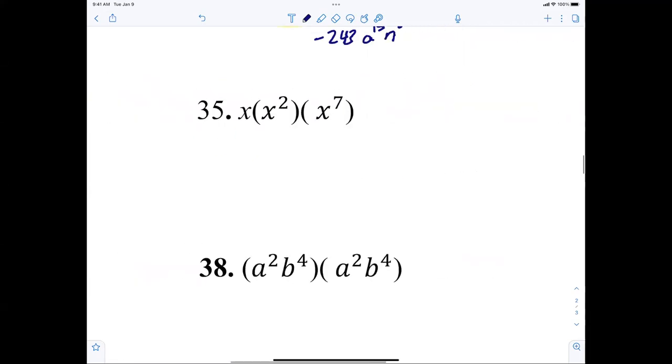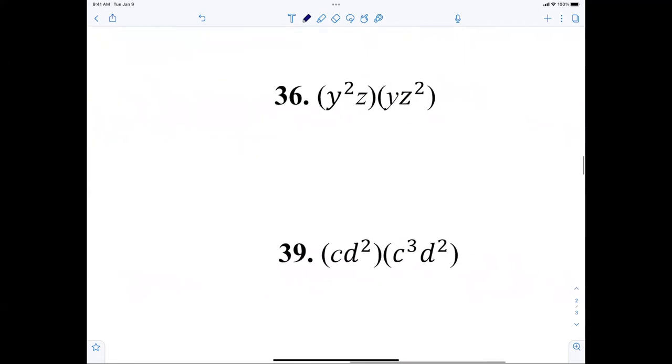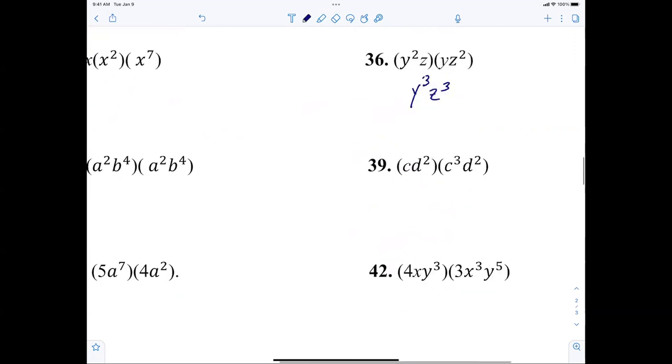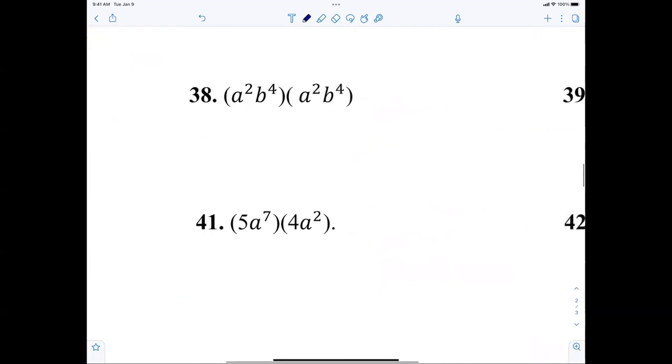All right, Maggie, 36. 36, and 30, and 0. Easy, easy, easy. All right, give me 38. A to the 4th. You are amazing. A to the 4th, B to the 8th.